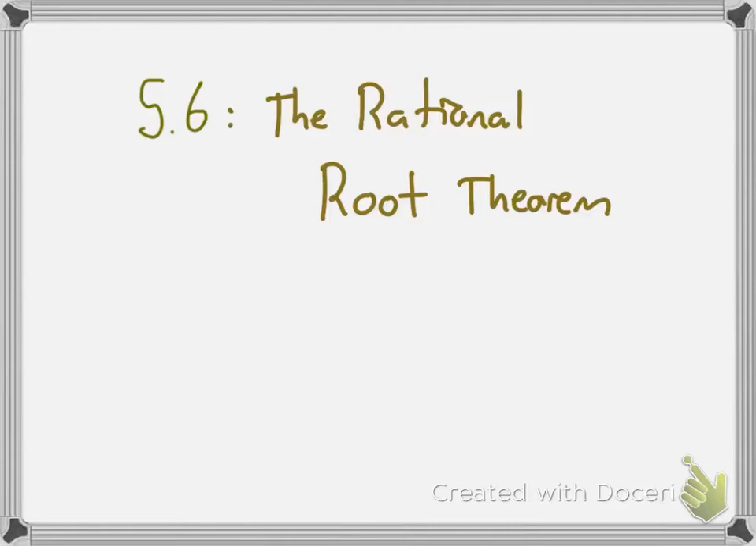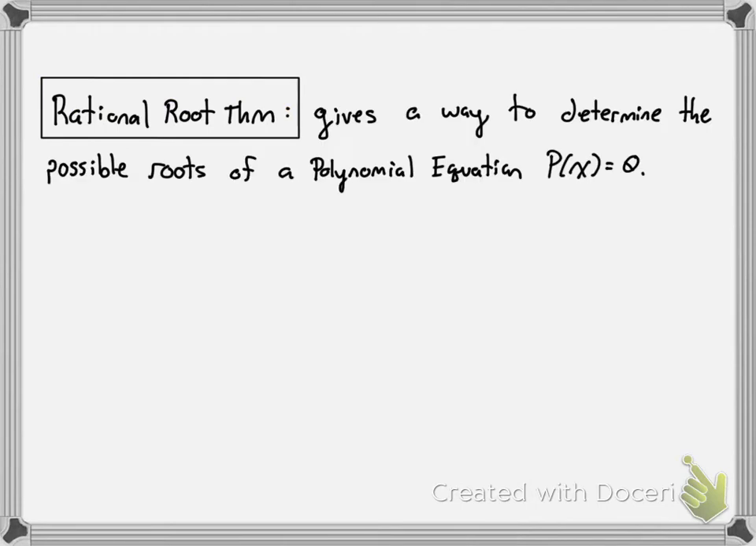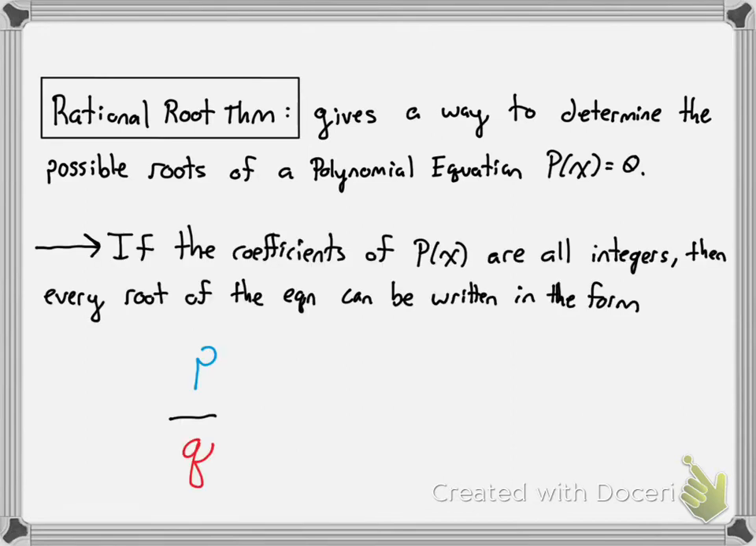In section 5.6, we're going to be looking at the rational root theorem. The rational root theorem basically gives us a way to determine the number of possible roots of a polynomial equation p of x equals 0. So if the coefficients of p of x are all integers, then every root of the equation can be written in the form p over q.